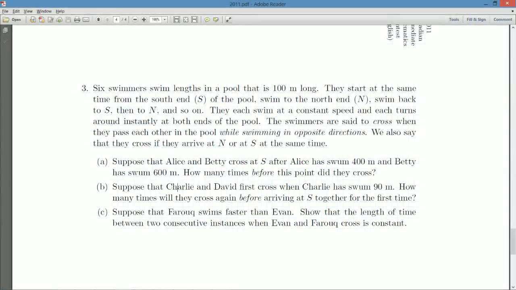So their B part worked out much faster. We would have had 18 crossings, we would have had to work all those out before they even got to S. So our theory of crossing once again saves the day.